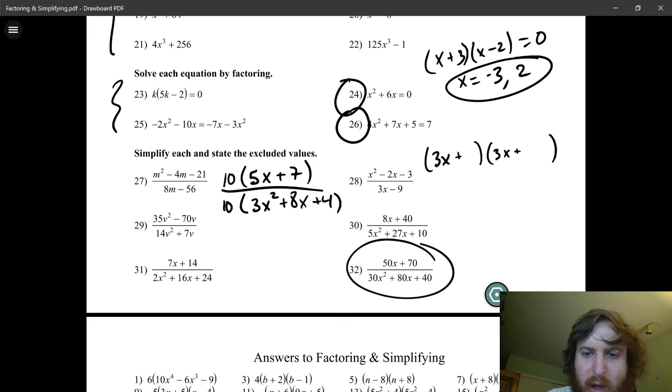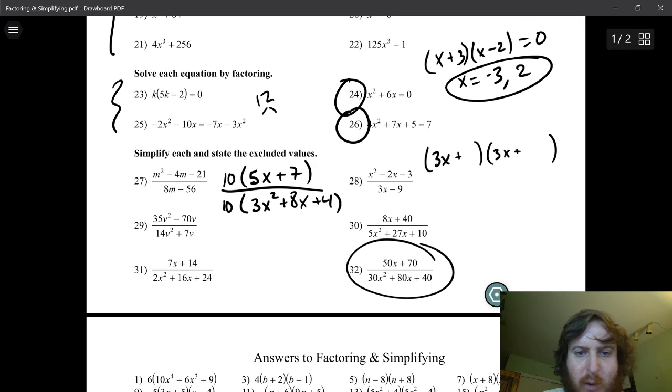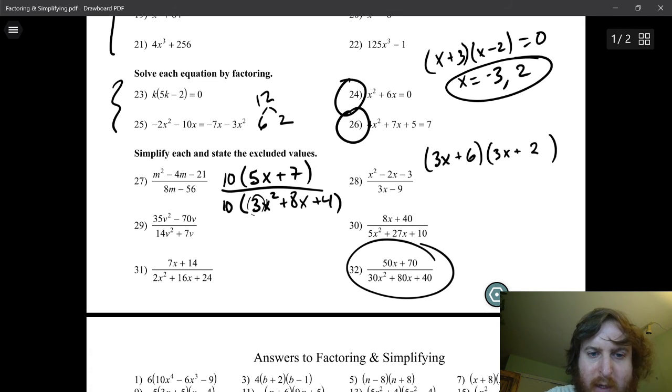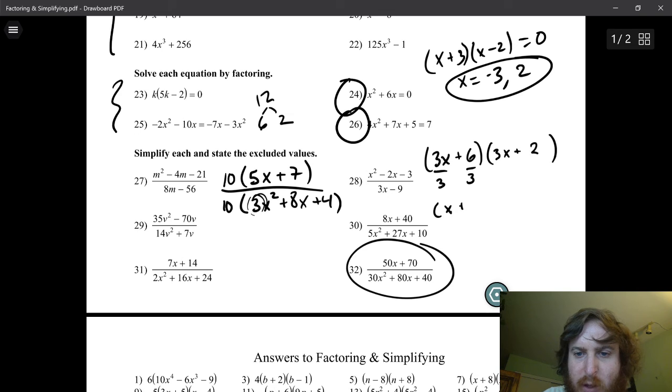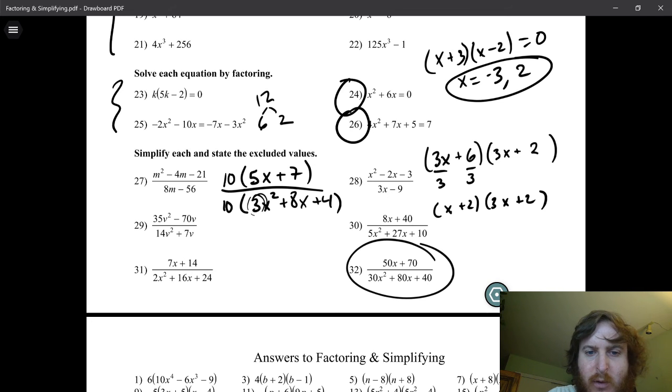So 3 times 4 gives us 12. Okay. So we're going to have 12, what 2 numbers multiply to 12 and add up to 8? Well, 6 and 2 do that. So it's 3x plus 6 and 3x plus 2. But remember, because of that 3, we need to divide one side by 3, and in this case, that's the side that can go. So this will become x plus 2 and 3x plus 2. And if you're not sure about your answer, just FOIL it out, and you should get back to 3x squared plus 8x plus 4.